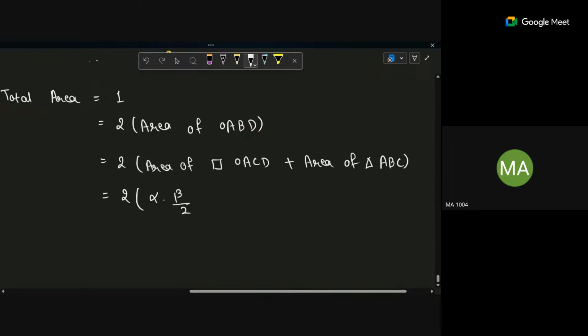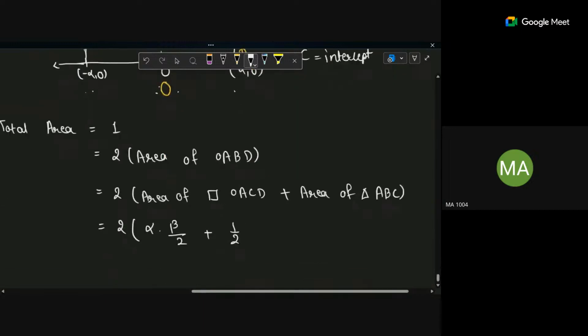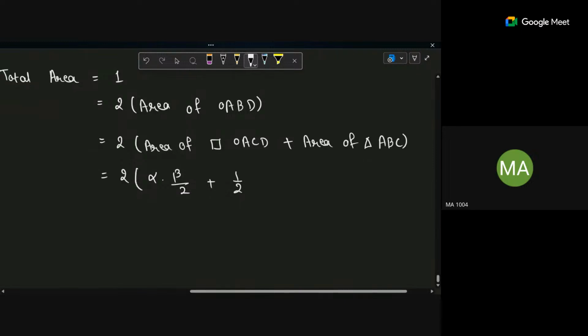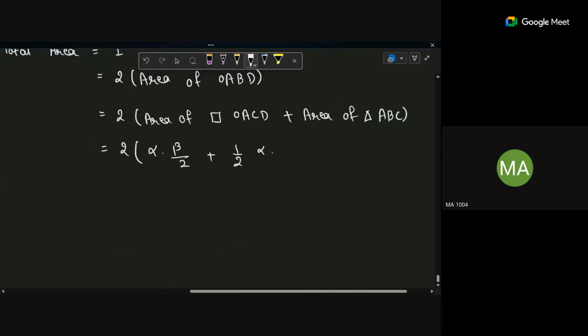What's the area of triangle? Half into base into height, right? What's the base? Alpha, height, beta by 2, isn't it? Base there is alpha. Sorry, alpha into beta by 2. Alpha into beta by 2. Okay, so just go for the addition and we have what it will give.